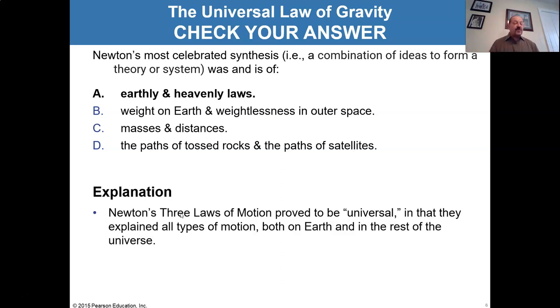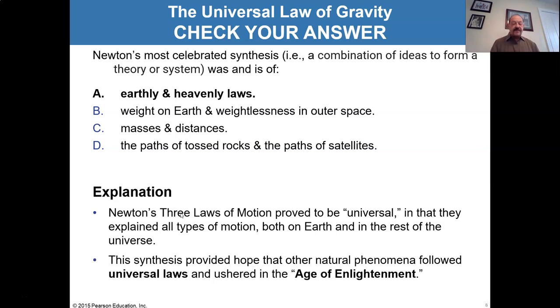So his laws were proved to be universal. In other words, they explained all types of motion, what we saw on Earth, what we saw in the heavens throughout the universe. And the synthesis provided hope that there would be other natural phenomena that followed universal laws. In other words, it was hoped that all of the great laws governing how the universe worked would work just as well on Earth as they did in space. And this was part of the concept that led to the Age of Enlightenment in that period of time.